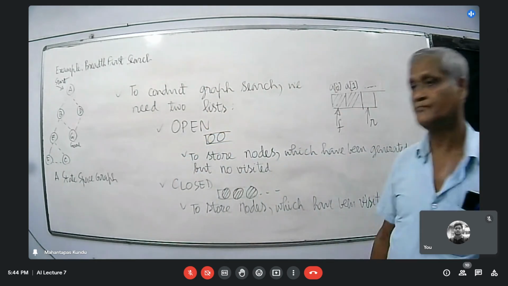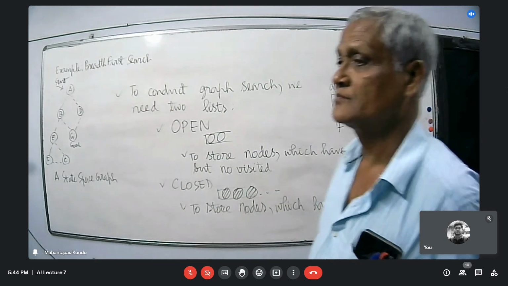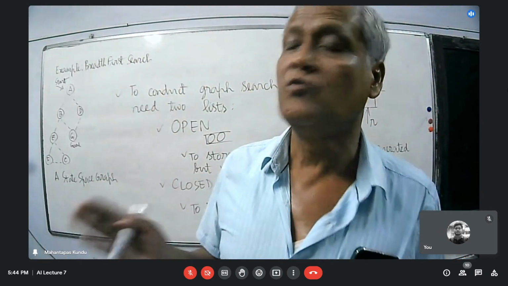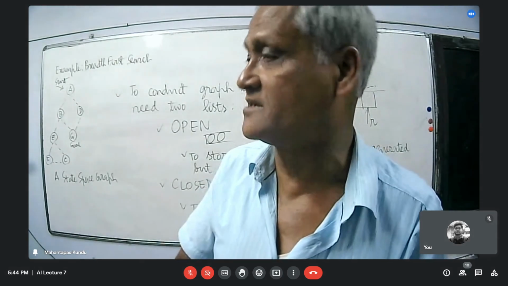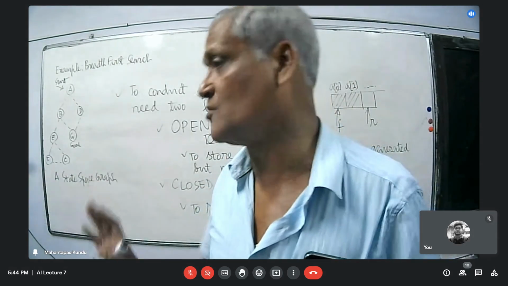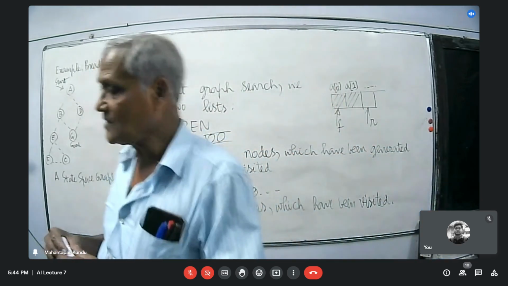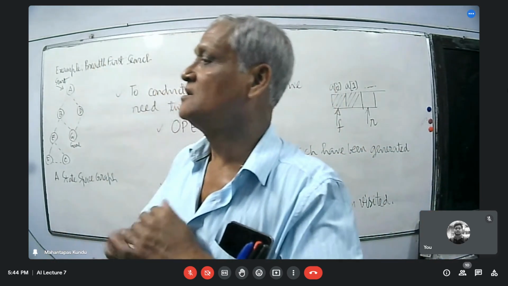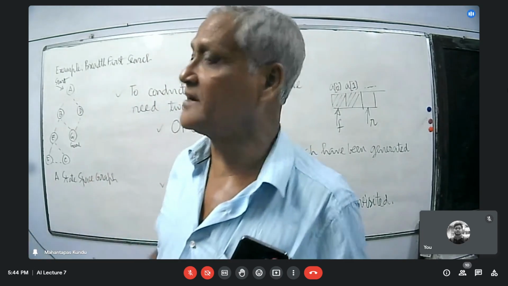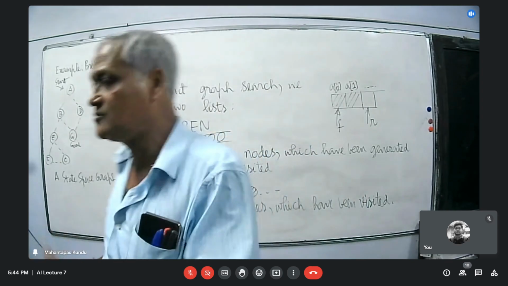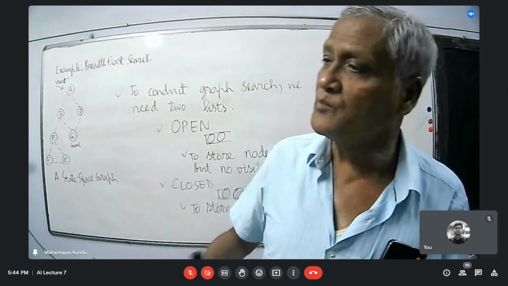Because the nodes which we generate and visit must be stored somewhere. Otherwise, if we find that the depth bound has been reached, we will not be able to change the direction of search.